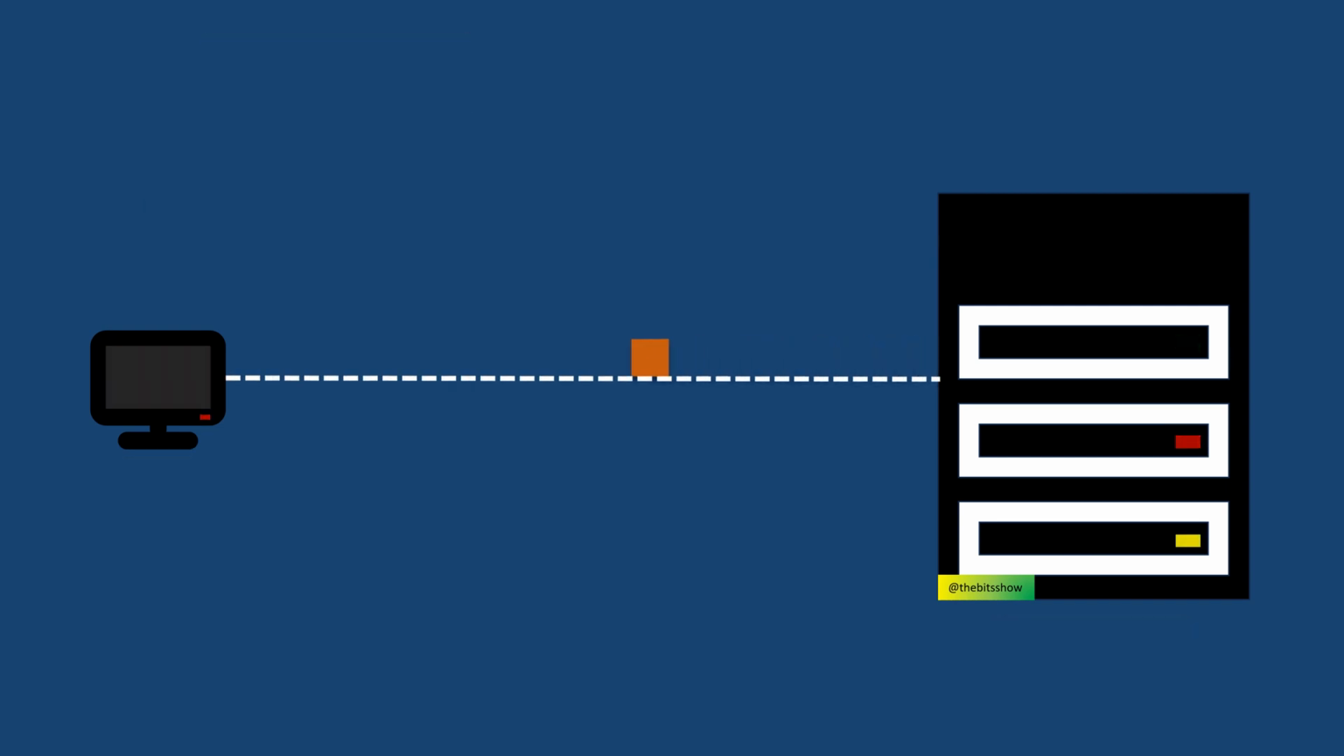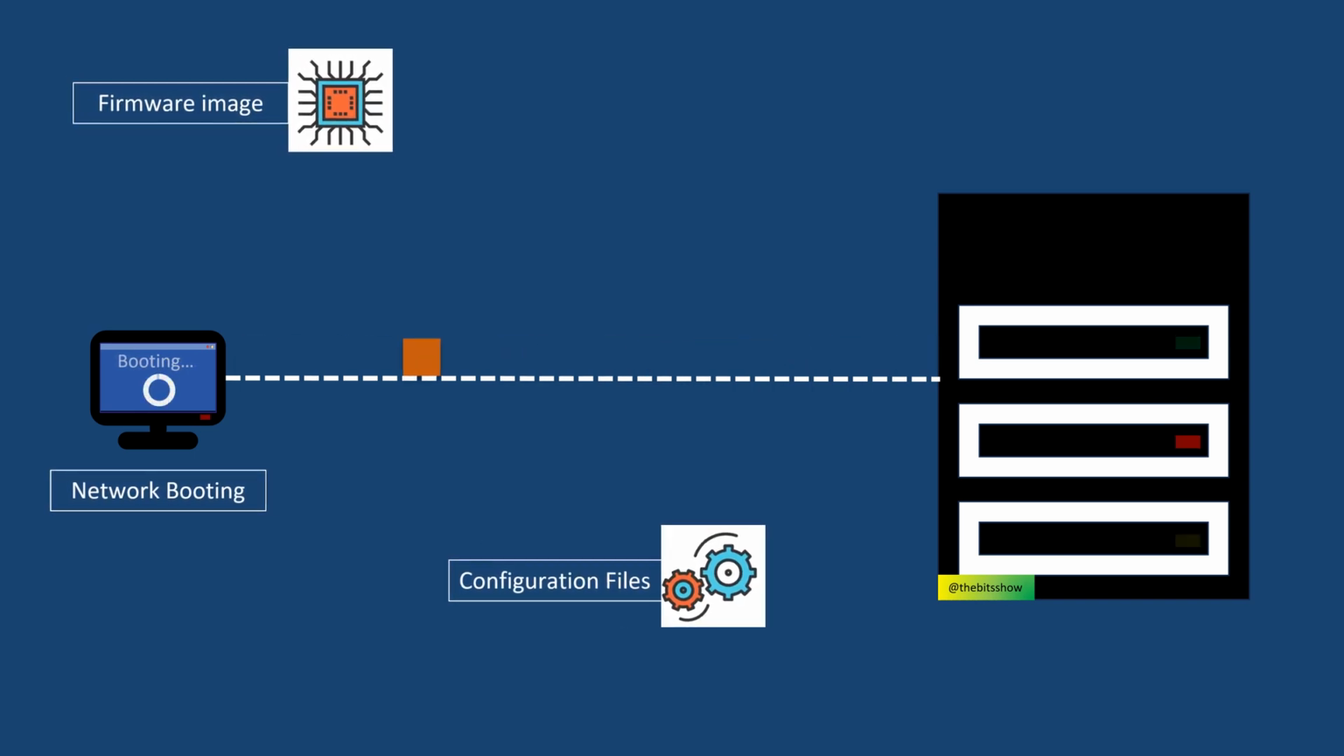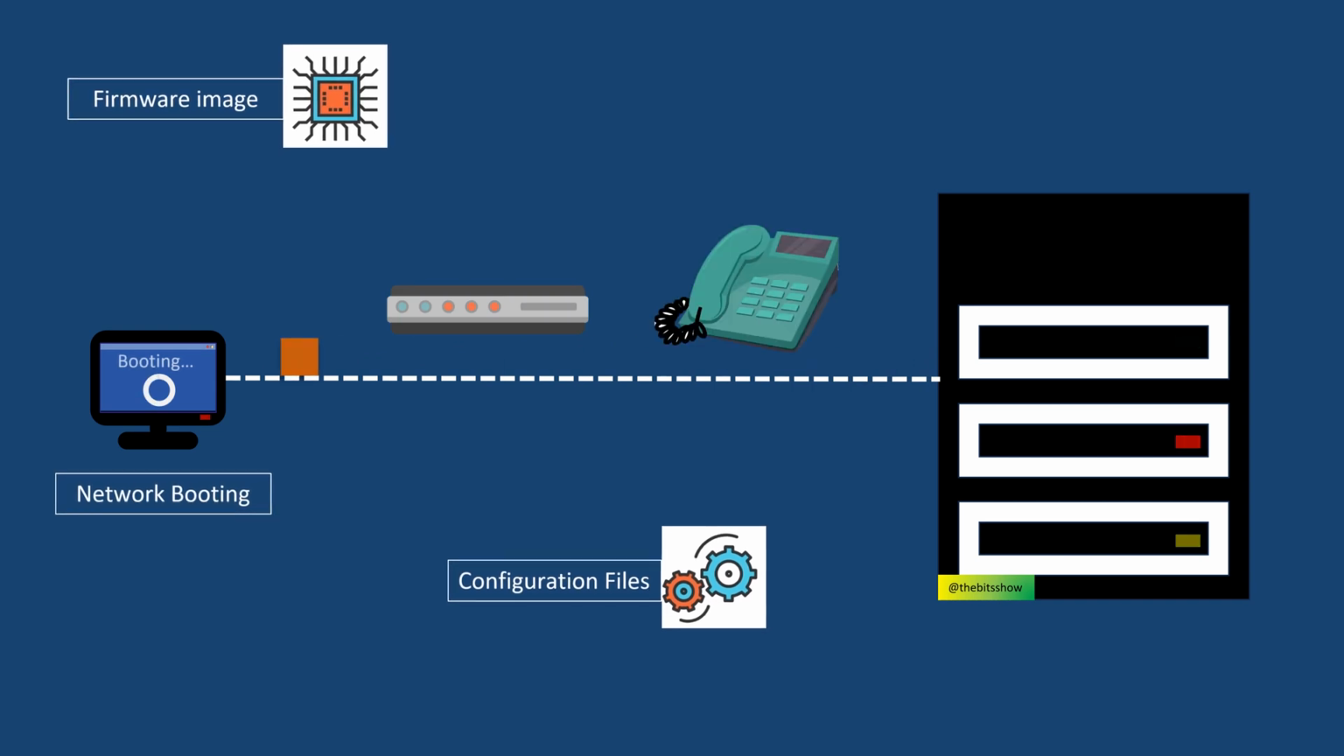TFTP is used in network booting. It allows devices to quickly retrieve necessary files from a server on the network. It is also used to transfer firmware images and configuration files to network devices like routers, firewalls, IP phones, etc.